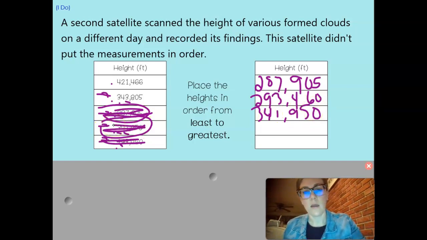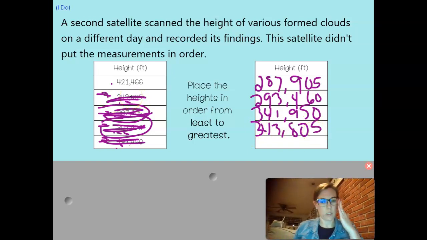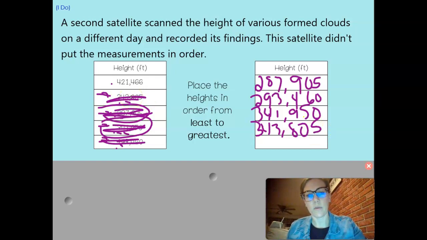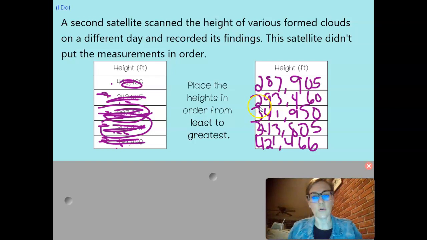So that means that after that would be the second one with 3 in the front. 343,805. And I crossed it out. Well, what's the greatest number left over? The one with the 4 in the front. 421,466. I have put my numbers in order from least to greatest, and this is the height of formed clouds.